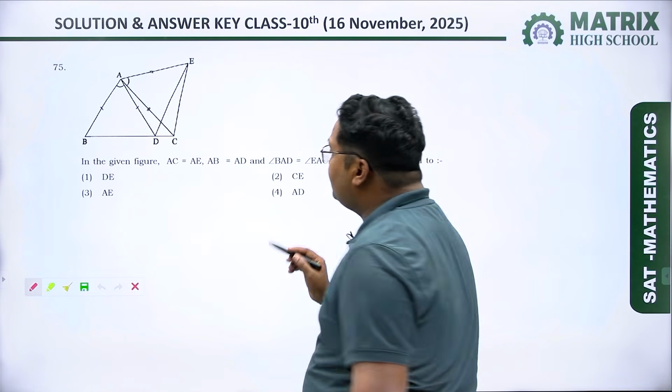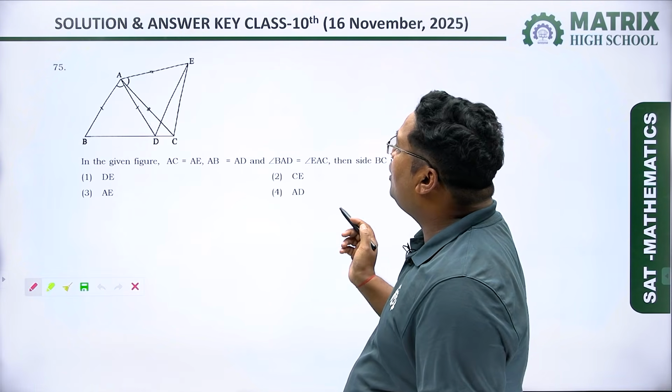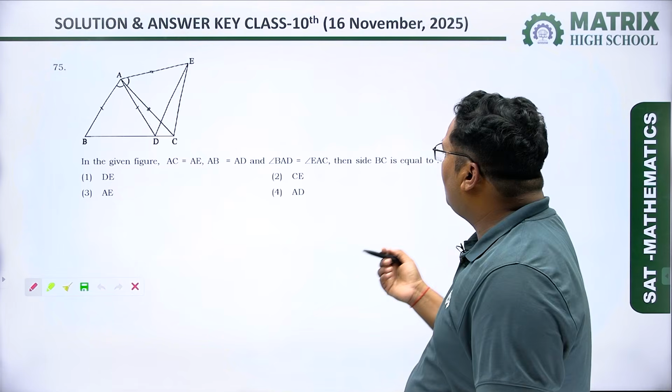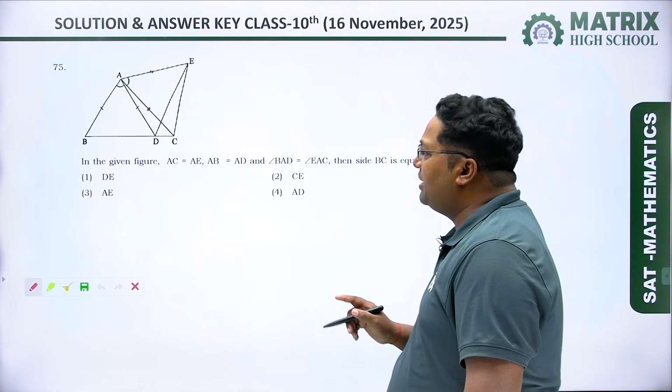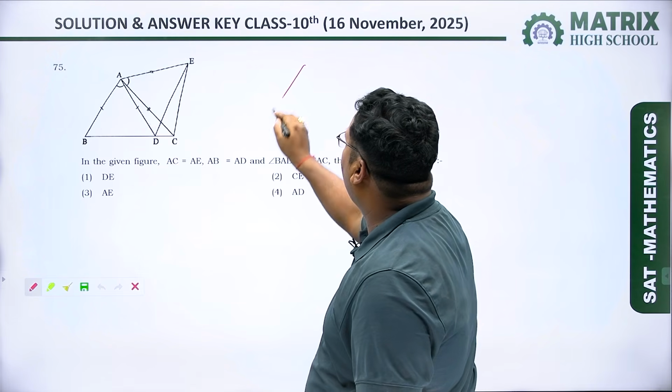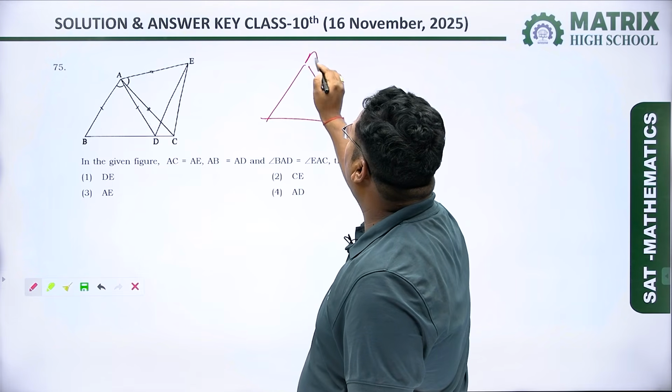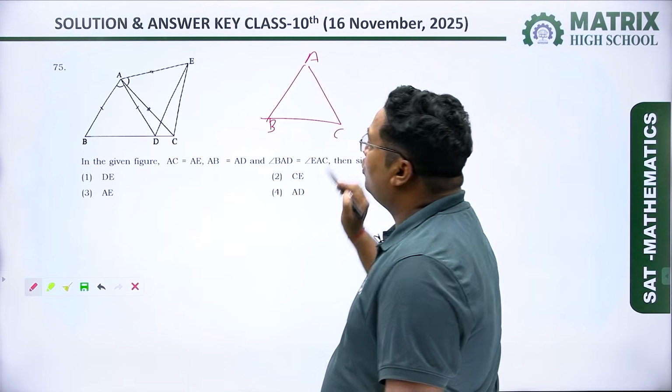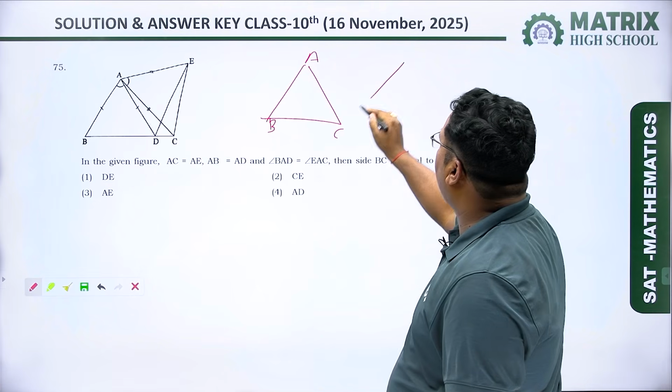In the given figure, AC equal to AE, AB equal to AD and angle BAD equal to angle EAC, then side BC is equal to. So here we make two triangles. One triangle we make ABC, and the other triangle we make ADE.